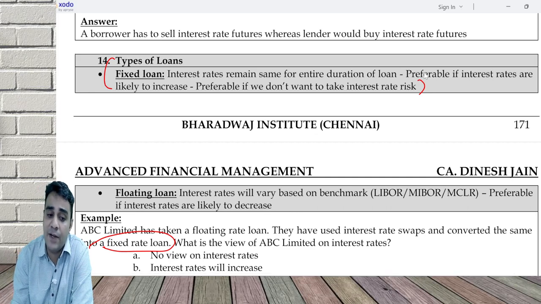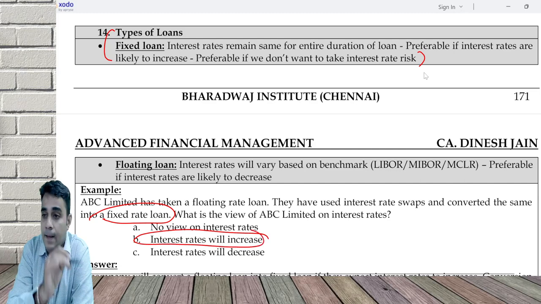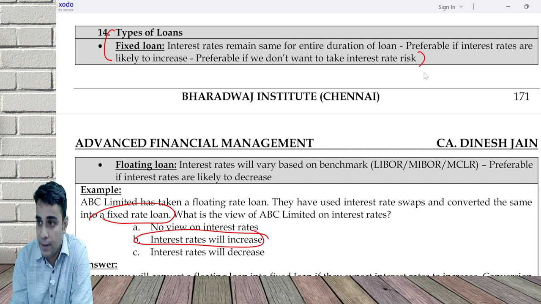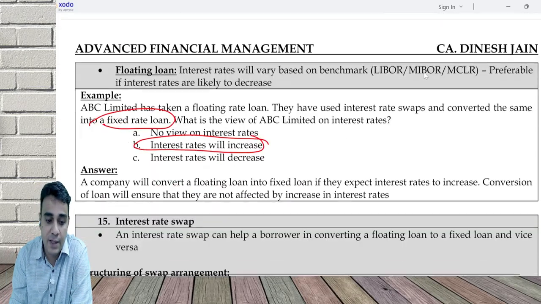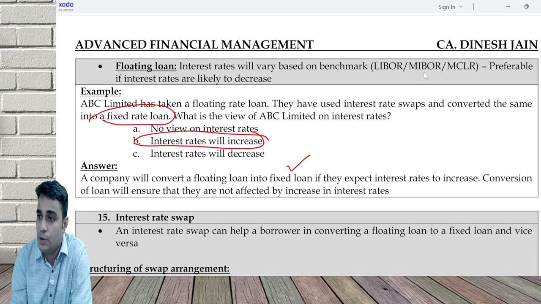If I have taken a fixed loan, I will prefer it if interest rates will increase. See, I have not taken a floating loan now. I've converted it into a fixed loan. So effectively, you have taken a fixed loan. Companies will convert a floating loan into a fixed loan if they expect interest rates to increase.